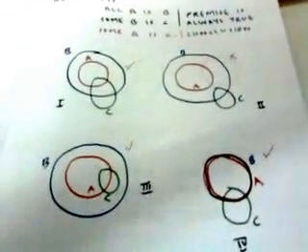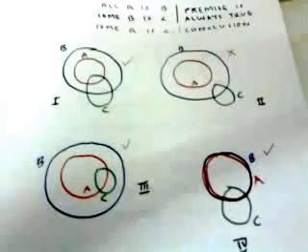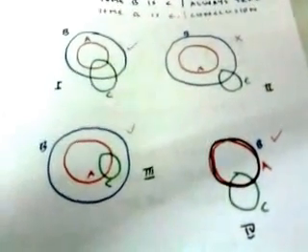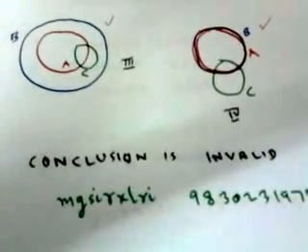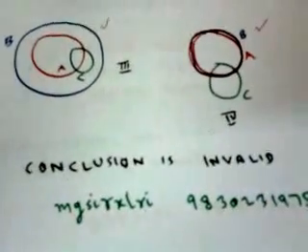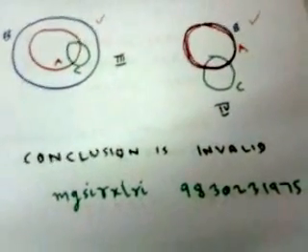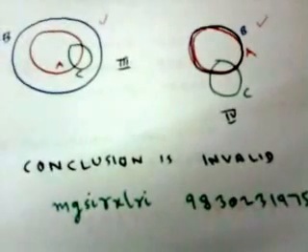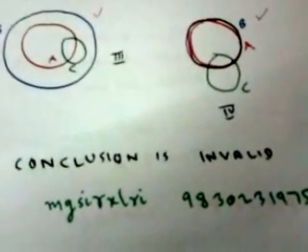So we could draw four different figures based on the first two statements. But in the second figure, the conclusion was invalid. So the answer will be that the conclusion is invalid. Remember, conclusion has to be valid for all the figures that we draw based on the first two statements. Then only we can say that the conclusion is valid. So in this case, the conclusion is very much invalid.